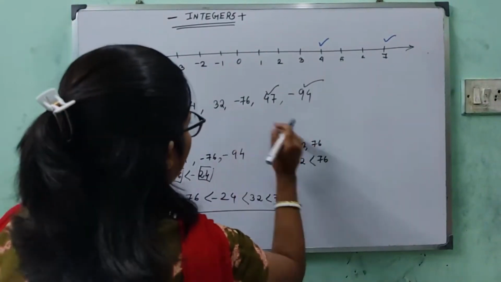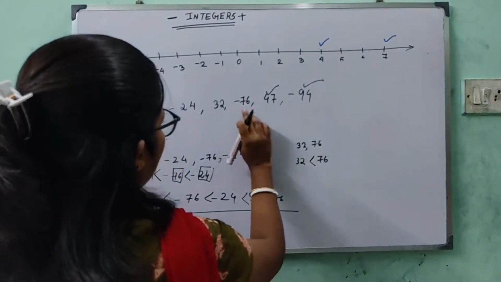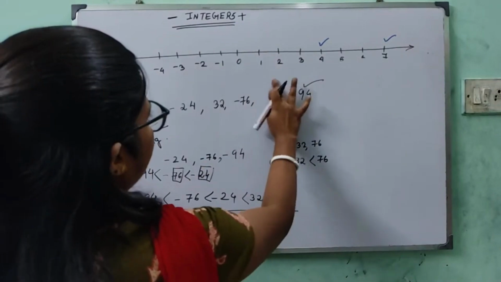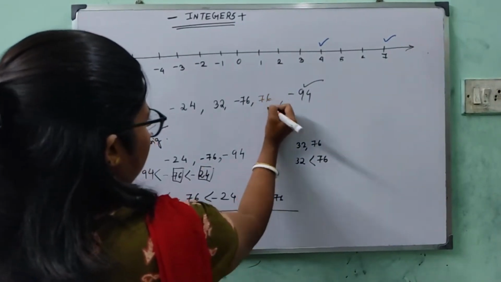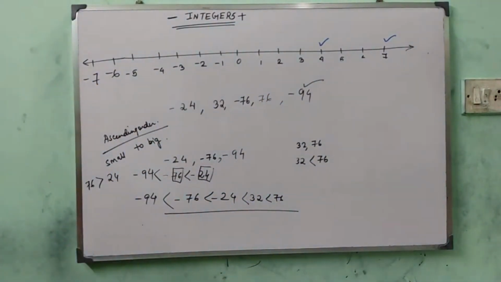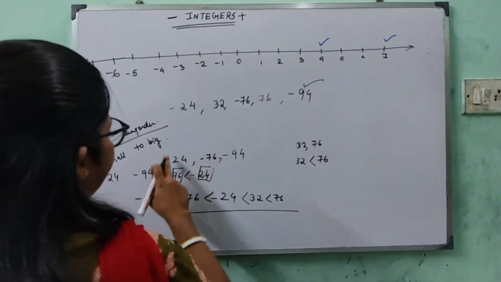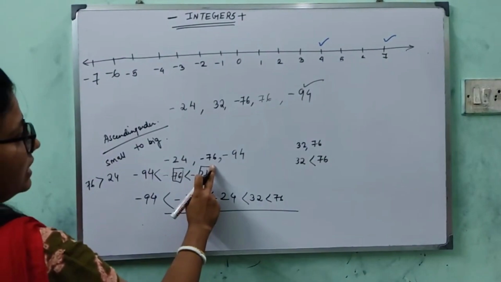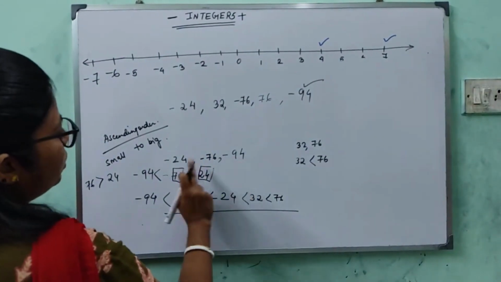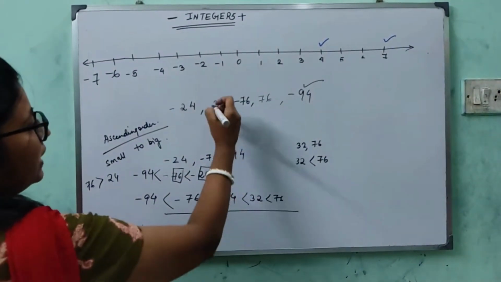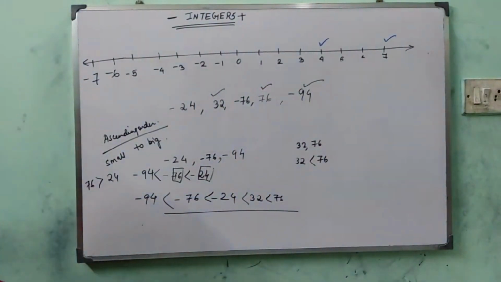This was 40. Okay, let us make this as minus 76. Okay, let us make this as 76. I copied, took the wrong question from there. Yeah, let us take it as 76. So minus 24, minus 76, minus 94. These are the three negative numbers, and the two positive numbers are 32 and 76.